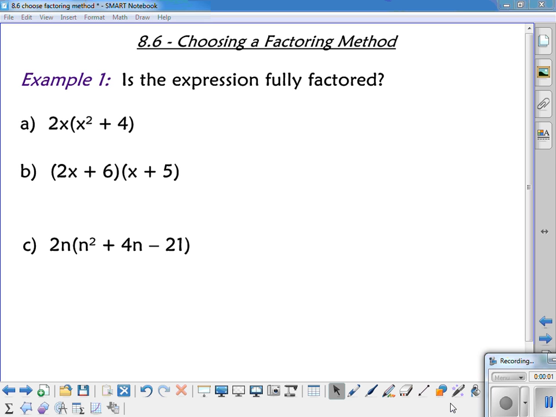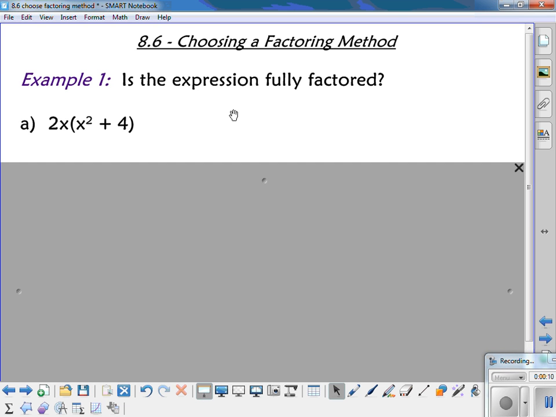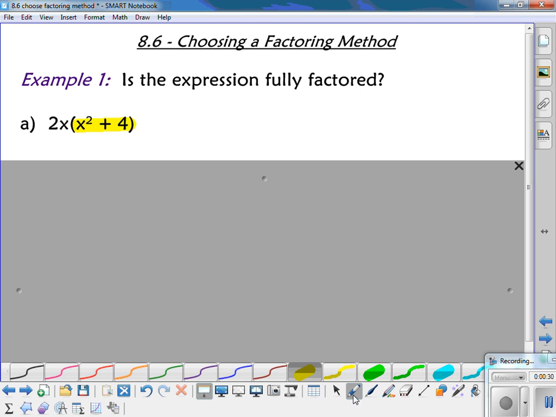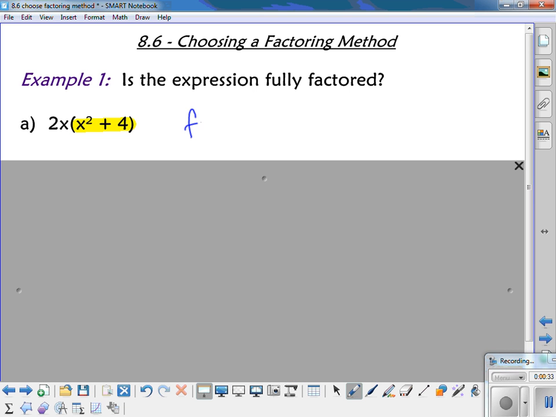Okay, so today we're going to be talking about choosing a factoring method and also making sure that something is fully factored. So if I look at example A here, I've got 2x times x squared plus 4. So if I look at just the x squared plus 4, is there any GCF that can come out of there? Okay, and it's not the difference of squares, right? It's actually two squares added together, so there's no way to factor that. So that particular example would be considered fully factored.